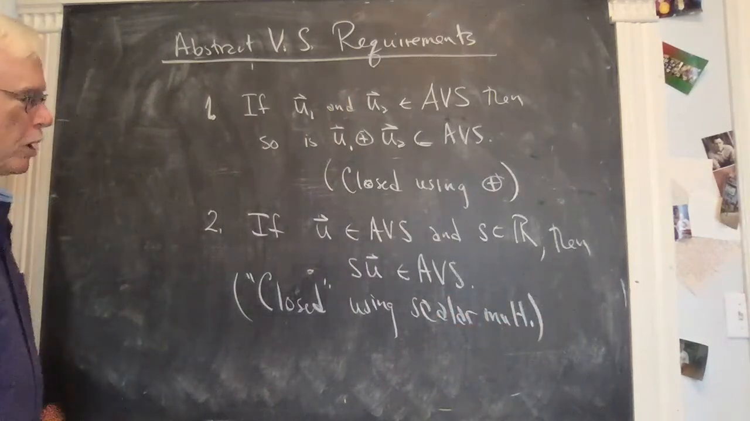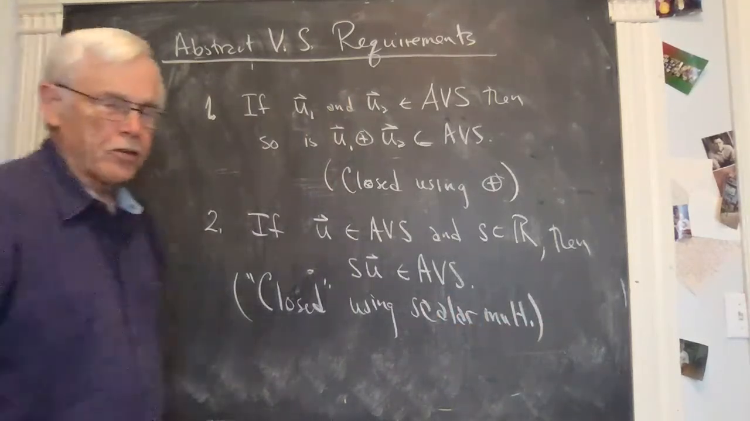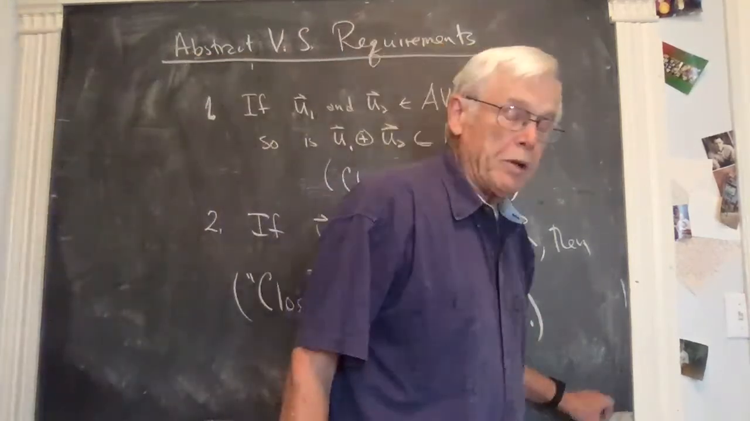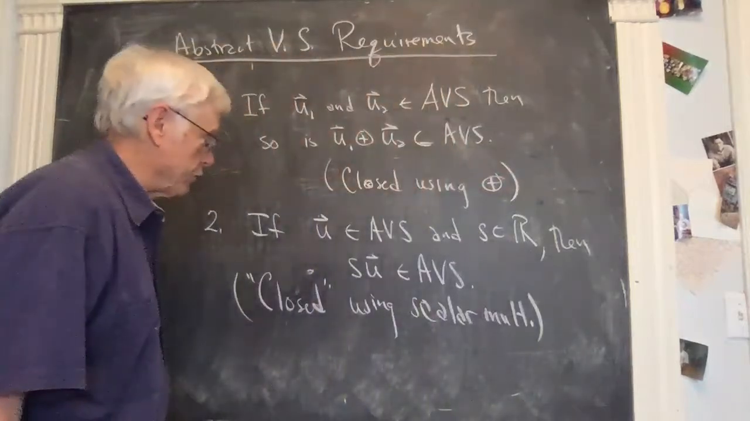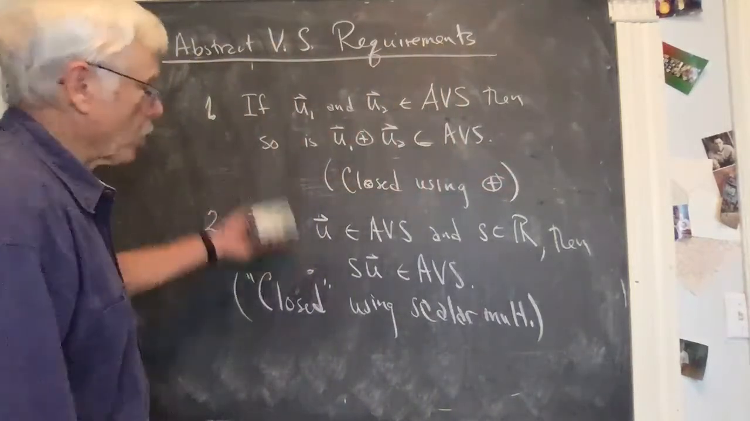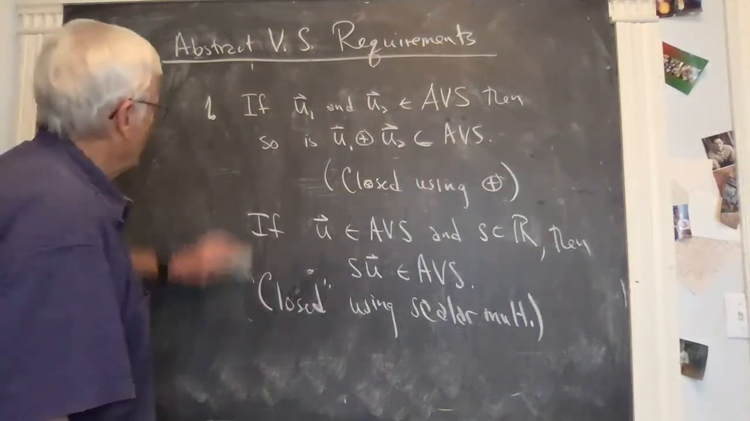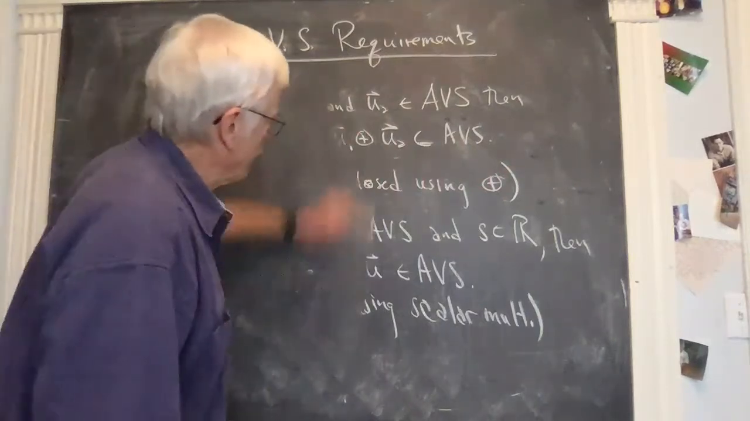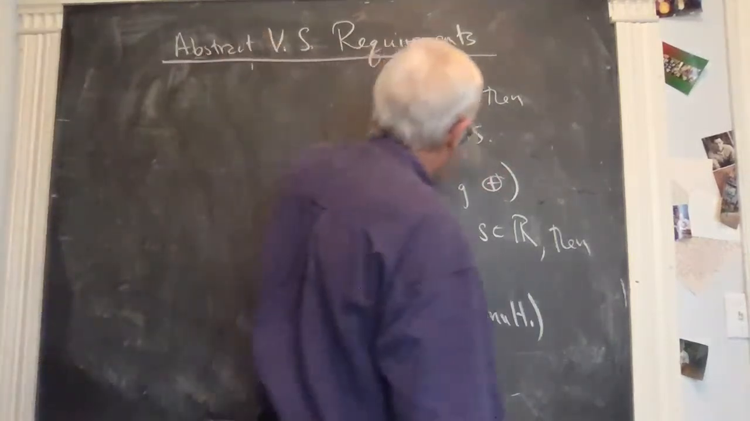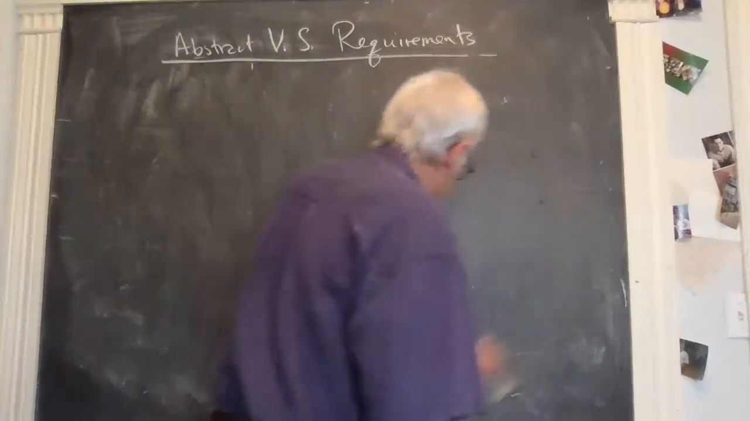So you've got to have two operations that look just like addition and scalar multiplication, although they can be defined so that they look deceptively different, but they have to work like this. So those are the first two. These are in the book, so you don't have to write them down. Take notes on this, or you could just stop and take a little notes.